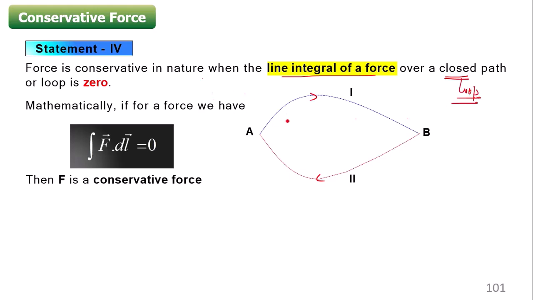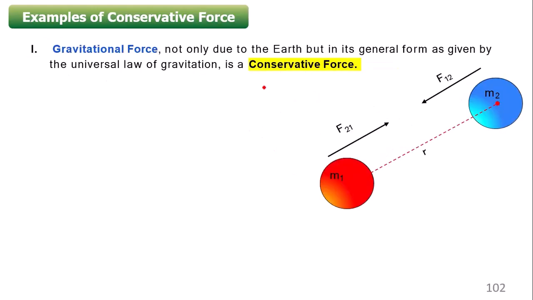If it is 0, then also it can be stated as the conservative force. So the basic idea behind the conservative force is that it must be a force which gives path independence. So what are the examples of conservative force?